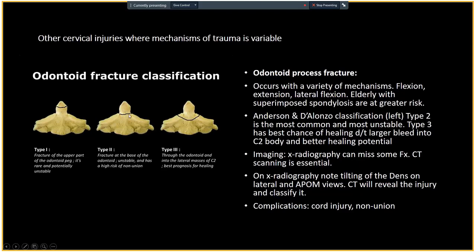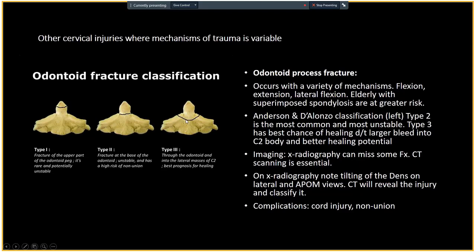Why? Because this zone between the C1 and C2 junction, between the odontoid process and the body of C2, is actually not as well vascularized as the remaining big part of the body. Therefore, because of the lack of hematoma and significant bleeding after fracture, it's known for its non-union. Most of these fractures occur in older people.